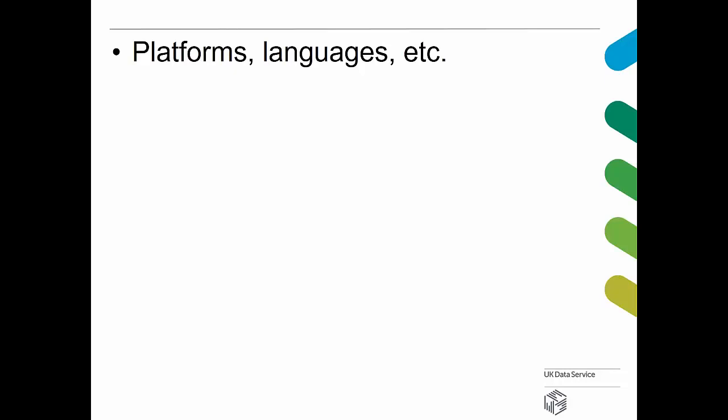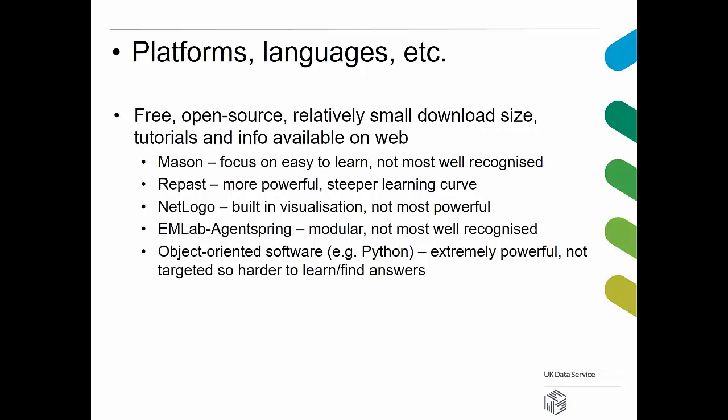So if you are interested in learning about agent-based models, I'll tell you a bit about platforms and languages. There are lots of agent-based modeling platforms available. Almost all of them are free. They are open source. They are relatively small programs to download. And there are tutorials and information and question and answer fora on the web. Mason is an example that is easy to learn, but it's not particularly well recognized. Repast is really powerful, very, very professional, but it has a steeper learning curve.